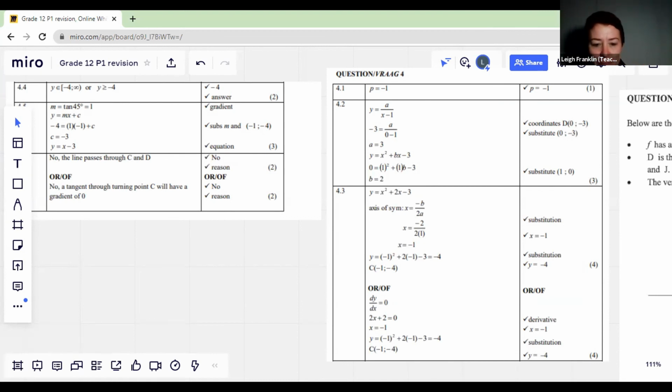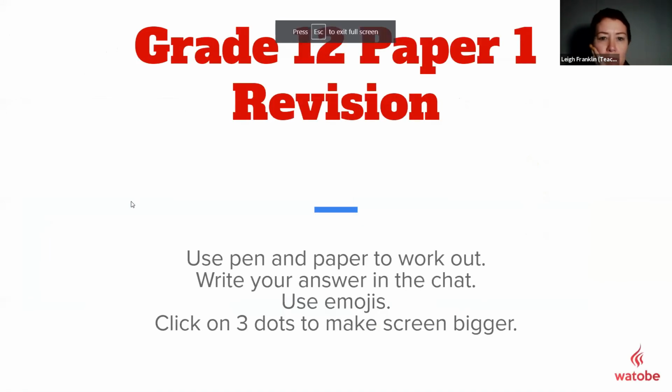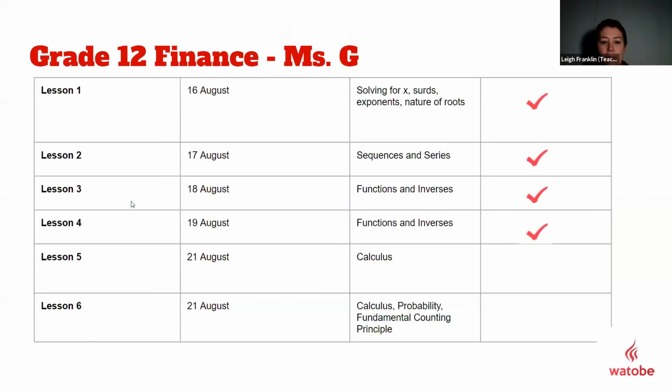Remember, if you're looking for the questions or the memo, they are all on the app. Just go to exam revision. I'll be showing you guys how to get there in just a bit. I'm just going to share my screen quickly so we get on the same page. I think I may be on the wrong slide. So guys, this is where we are so far.